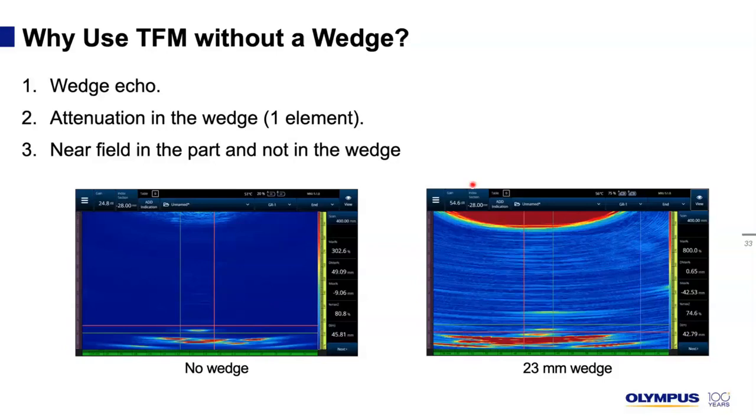In this example, we have a small flat bottom hole that is resolved from the background signal using a 10 MHz small pitch probe. Adding a 23 mm Rexolite wedge induces a lot of noise. First, because we had to add 30 dB of gain to reach the same 80% amplitude. Also, the signal of the flat bottom hole is much less defined. And finally, there's the wedge echo repeat that's also interfering with our inspection.